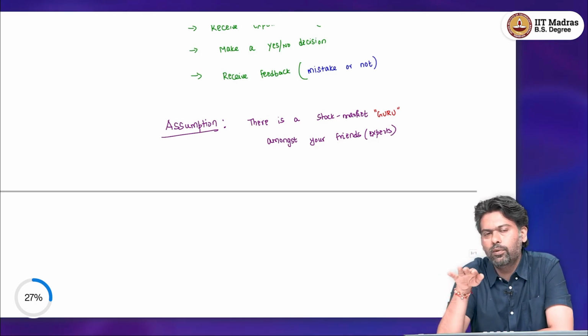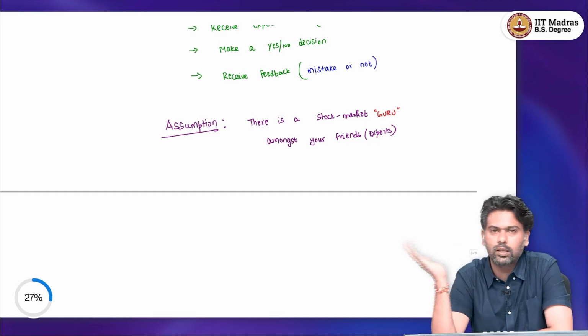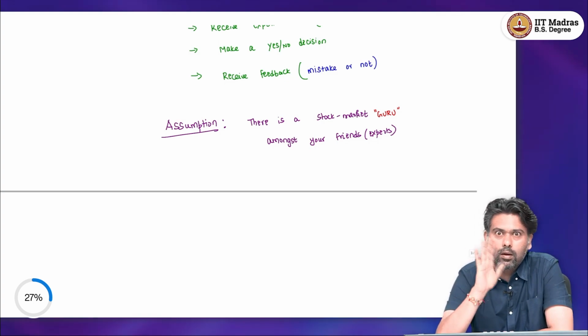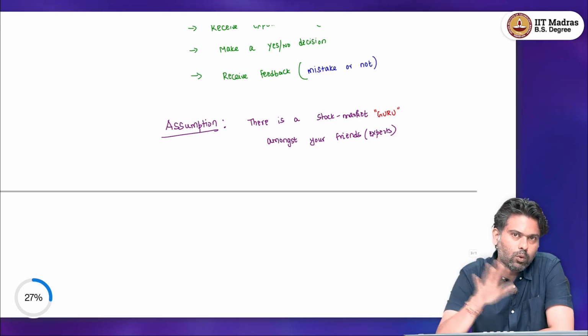Remember, you have no other information other than what these experts are giving you, yes or no information, and other than the feedback you are getting. You don't know anything else about your friends and how they are going to make decisions or anything of that sort. This is the setup, whatever I just described.